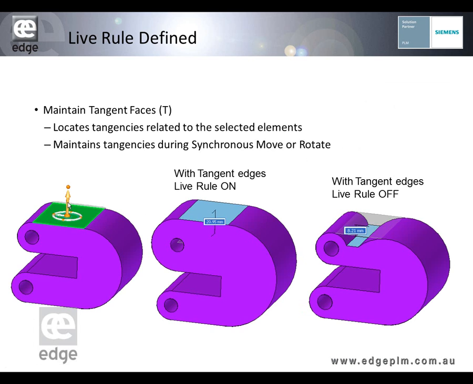This is tangent faces. So if I move this face, this arc here is tangent to it, or this arc face here is tangent to it. So as I move it down, that will remain. The tangency will follow it. So if we do it with the live rule on, as I move this up and down, what we see is this section here getting wider or narrower, as we're seeing here. If the rule is off, we move down, we lose the tangency condition in there.